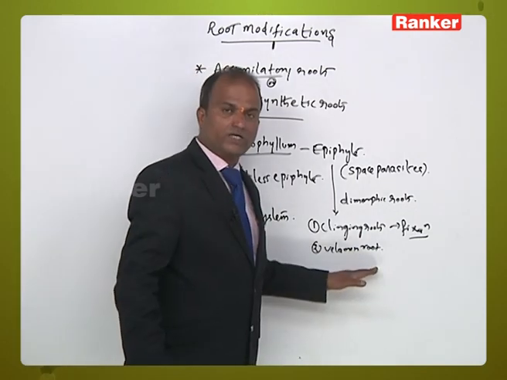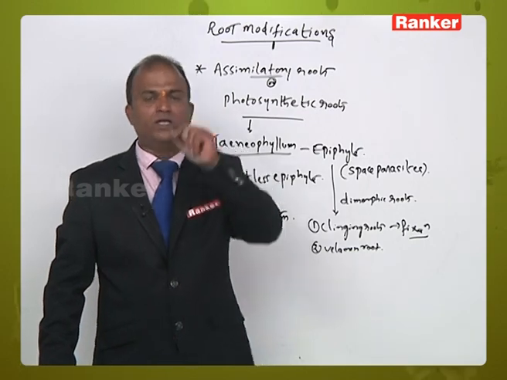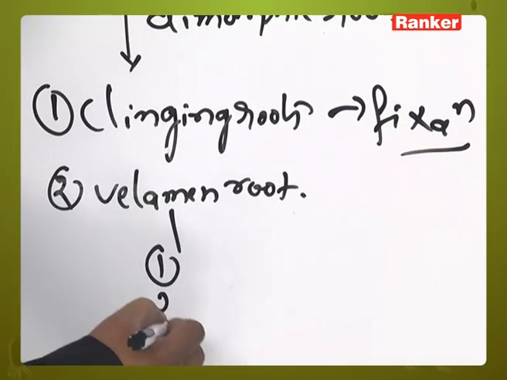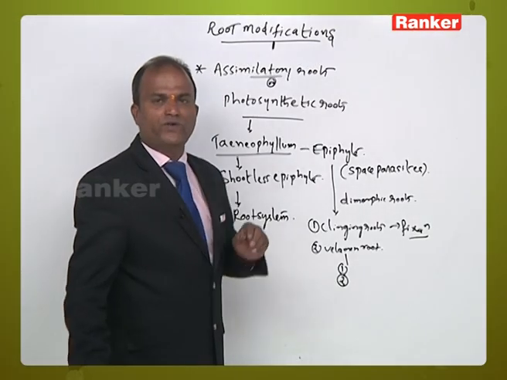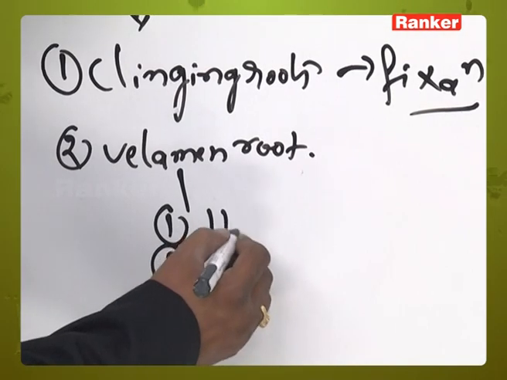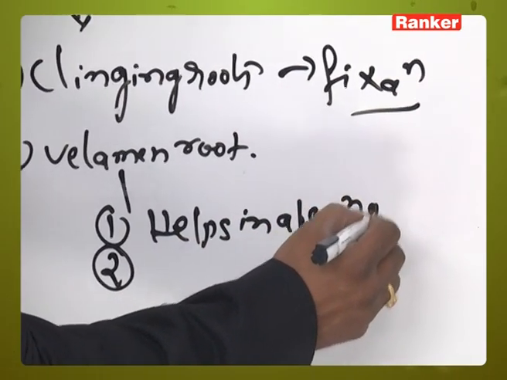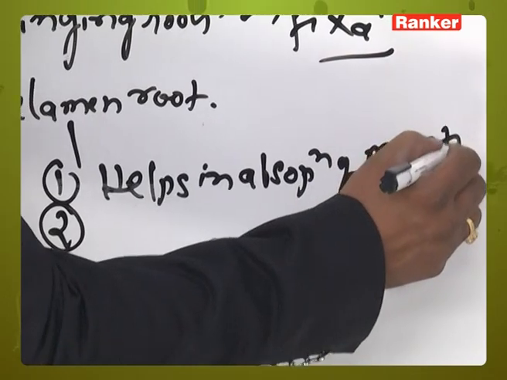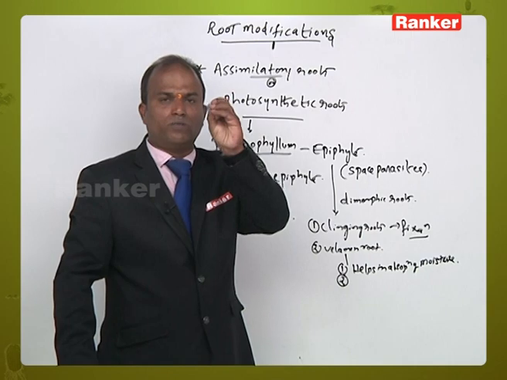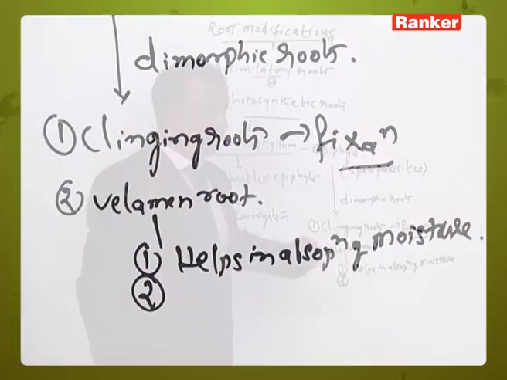And what is the function of the velamen roots? As you already know, Vanda performs only one function. But these velamen roots perform two functions. One is helping in absorption of moisture. Due to the presence of dead hygroscopic velamen tissue, it plays an important role in the absorption of moisture.